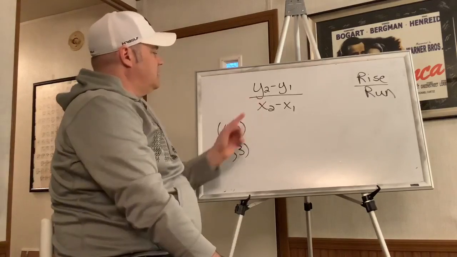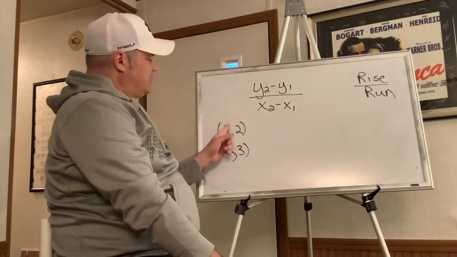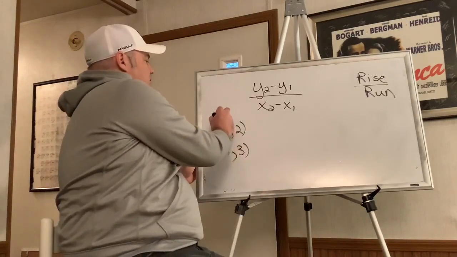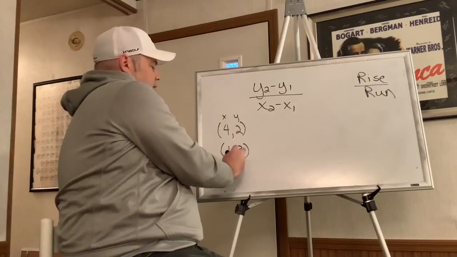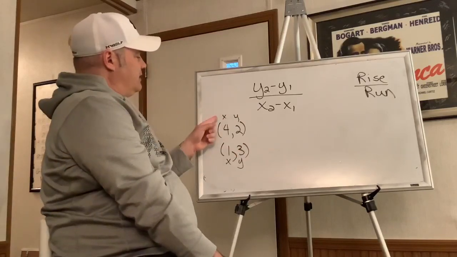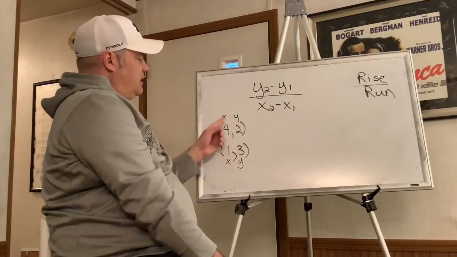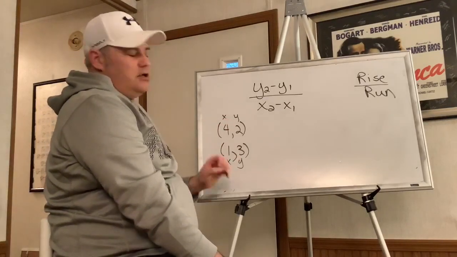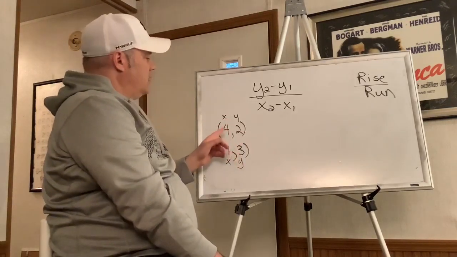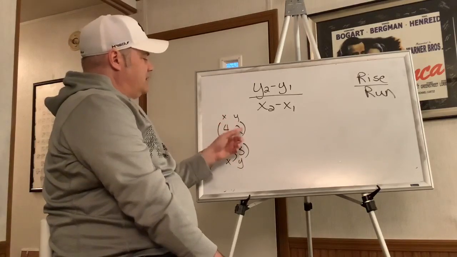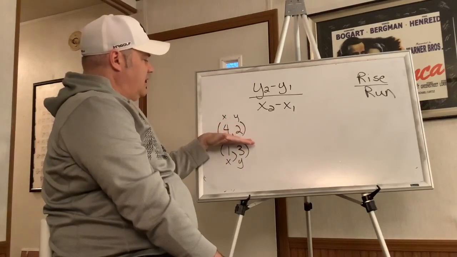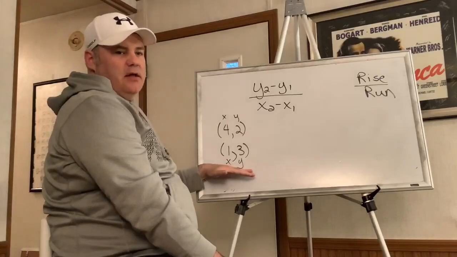So let's use this though. I've got an x and a y and an x and a y. Both of these are an x and a y, and this is an x and a y. So first thing we've got to point out is the 4 and the 1 are the x's, and the 2 and the 3 are the y's. Don't mix those up, meaning don't make them both x's up here. You've got to make sure this is still the x and y of this one, and this is still the x and y of this one.